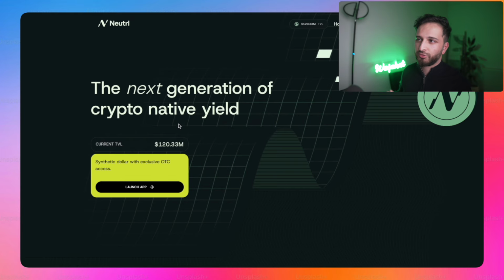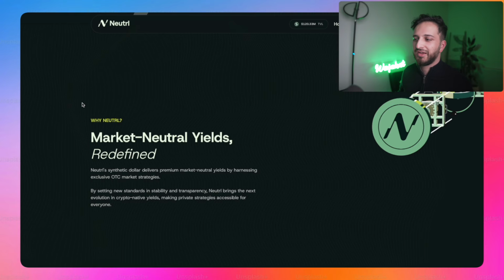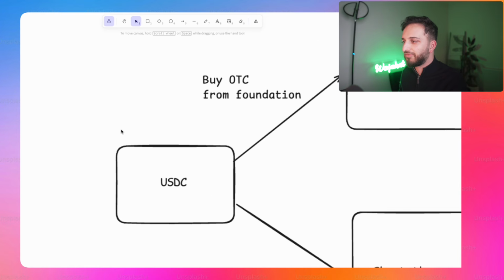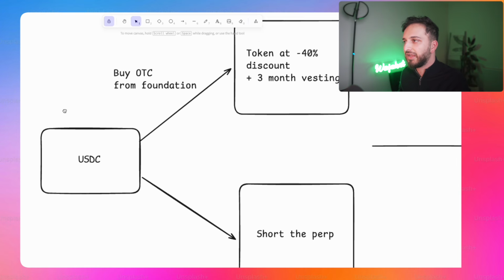But before we actually go into it, we need to actually understand how all of this works and what this OTC market strategy or OTC trade even is. And so we're going to just go back to some drawings, very, very basic. Now, imagine you have some USDC.